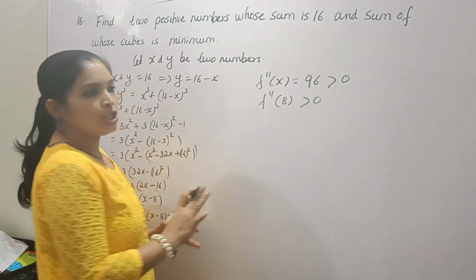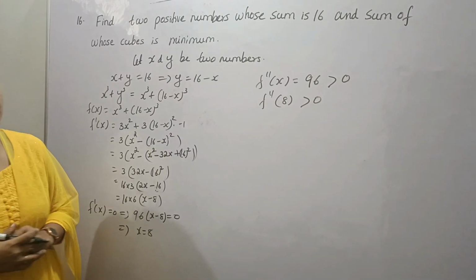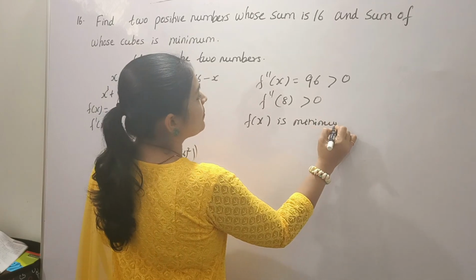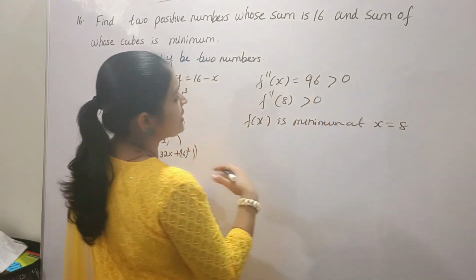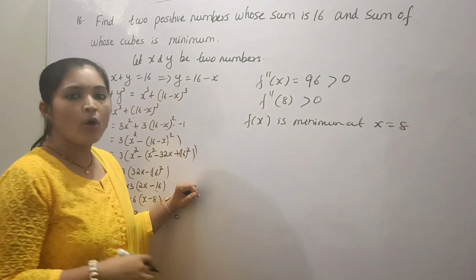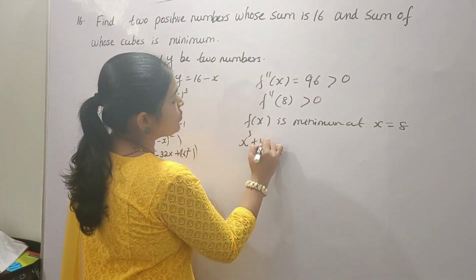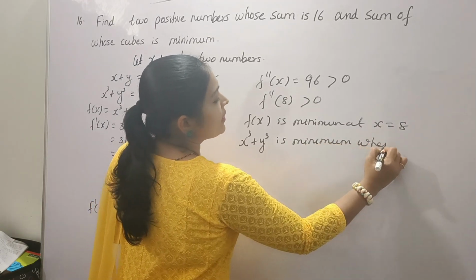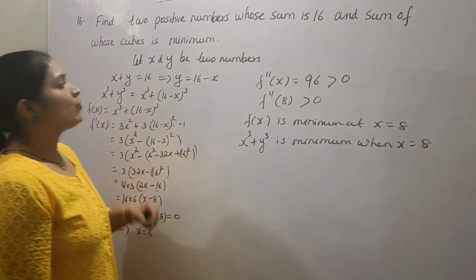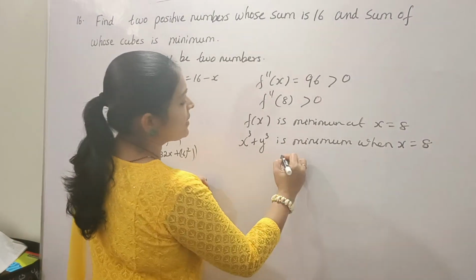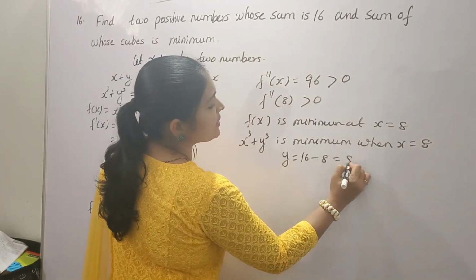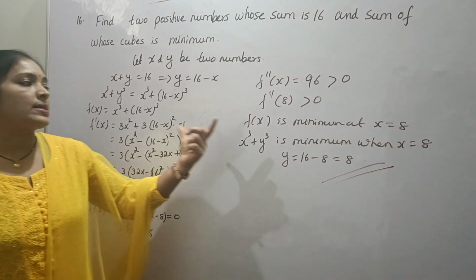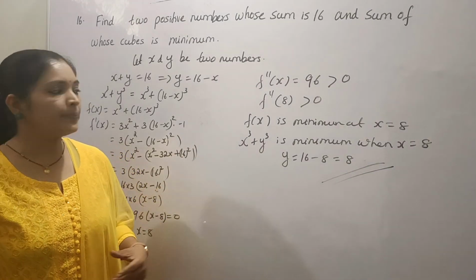Here this function is minimum at x is equal to 8. So here we can write f of x is minimum at x is equal to 8. What is our function? What is our f of x? That is the sum of their cubes, right? x cube plus y cube is minimum when x is equal to 8. And what is y? y is also 8, right? y is equal to 16 minus 8, that is 8. So when x is equal to 8 and y is equal to 8, the sum of their cubes is minimum.